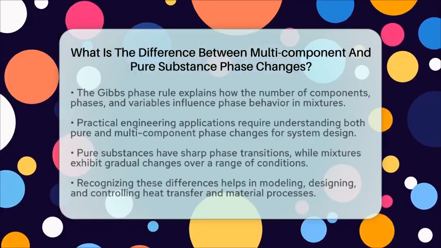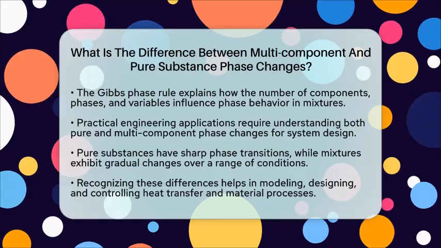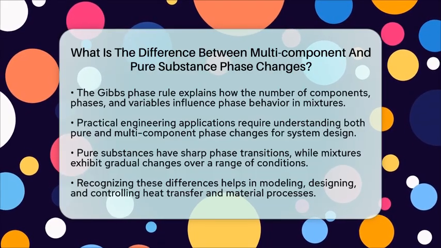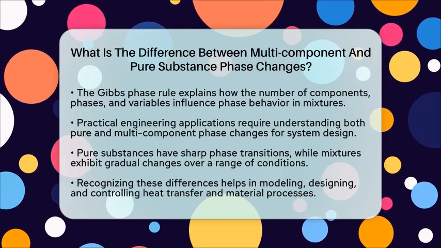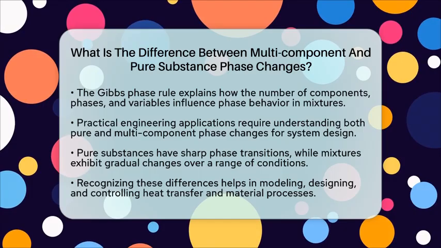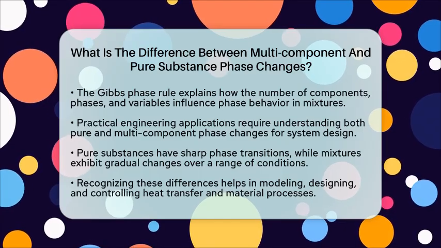Pure substances are easier to model because their phase changes happen at fixed points, but real-world materials are often multi-component. These systems require careful analysis of how the different parts interact and change together.